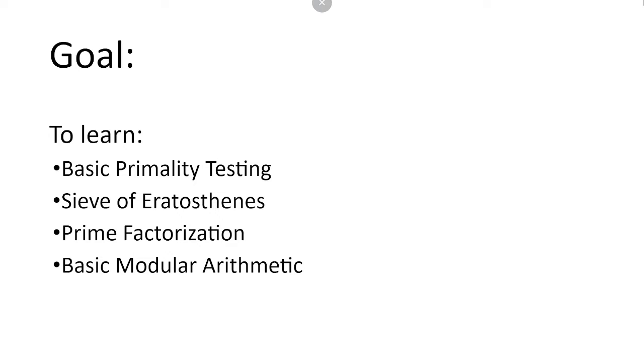This will be a short lecture, and we'll be covering four basic topics. Basic primality testing means checking whether a number is prime or not. Then the sieve of Eratosthenes, which is just the fastest way to give us all the prime numbers from a range. Then prime factorization, where we'll return a vector that has all the prime factors of a number, and then we'll learn about basic modular arithmetic.